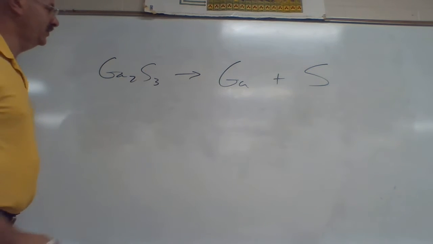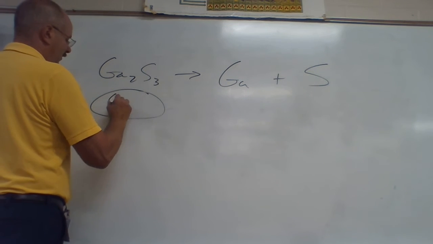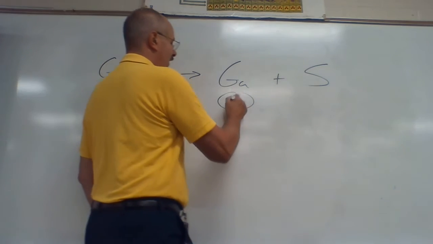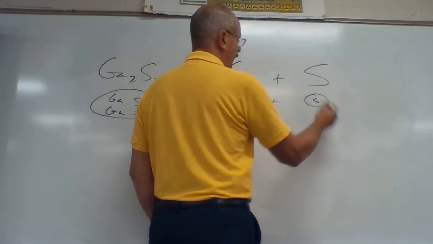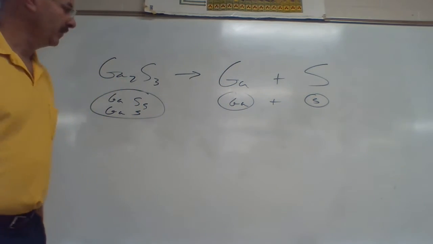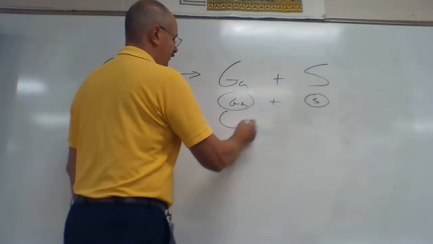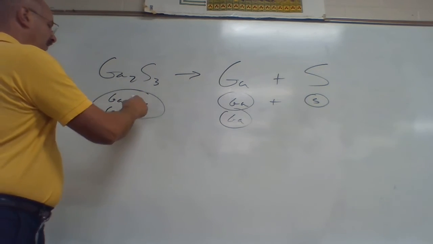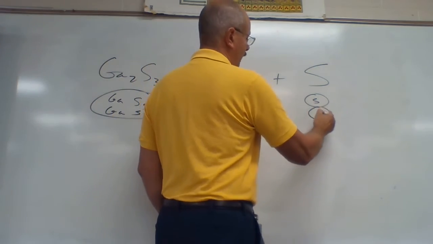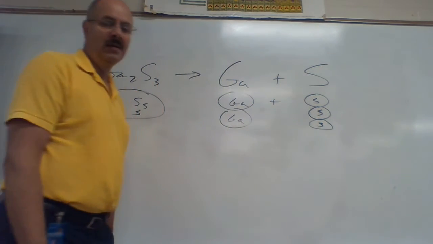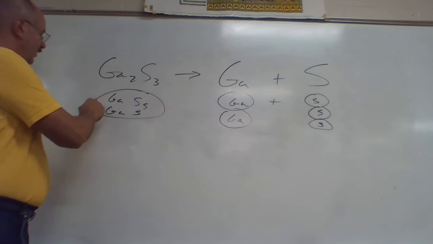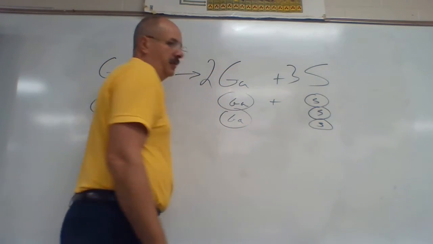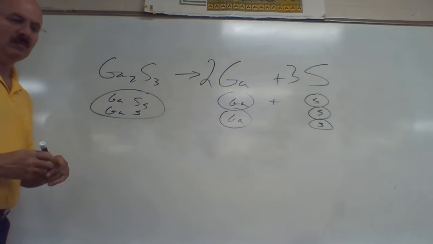So now we got to balance this. So I balance it. I got 2 Gas and I got 3 S's. On this side I got a Ga plus an S because they're separate. So I got 2 Gas, I got 1, so I need another one of this guy. There's my 2 galliums, and then I got 3 S's, I got 1 S. So I need 3 sulfurs. There's my answer. So I got 1, leave it blank, 1, 2, put a 2, 1, 2, 3, put a 3. And there's my answer.